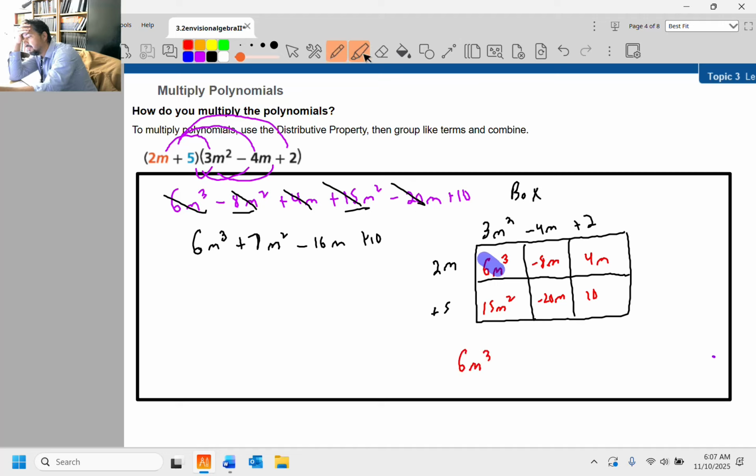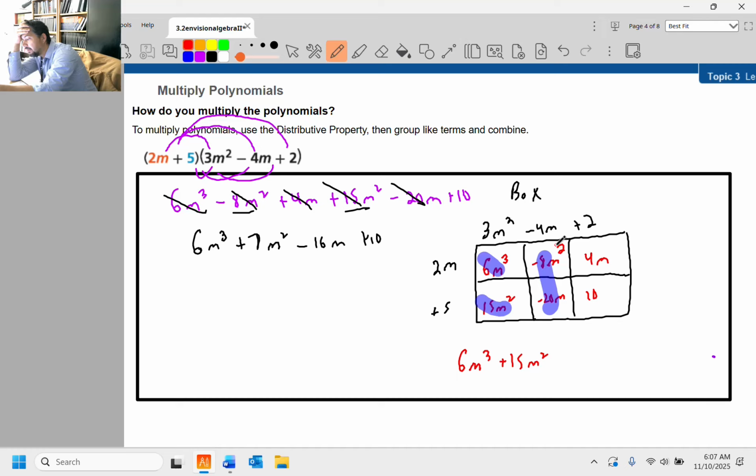The next variable would be your m squareds. Notice it's all there just by itself. And here we have the m's. There are negative 28 of, I made a mistake somewhere. And I made it here, didn't I? Oh, look at there. I'm glad I checked myself. 2m times 4m was 8m squared.